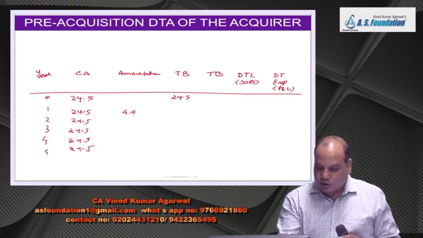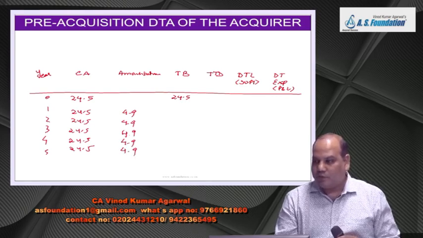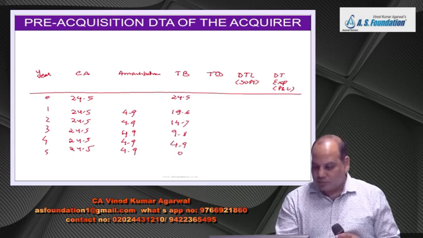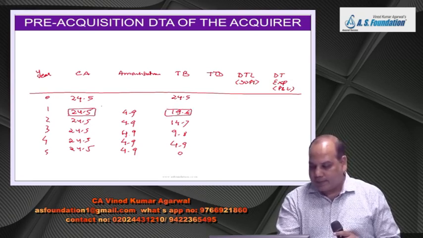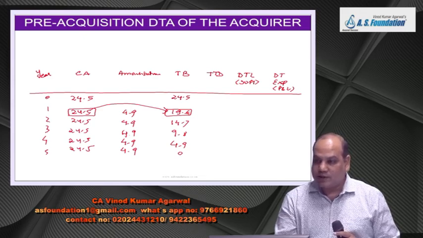But this you are amortizing over 5 years. So 24.5 divided by 5, 4.9. And as you amortize it, the tax base will keep on reducing, and finally after 5 years it is 0. Now if you compare these two numbers, tax base is lower than carrying amount, so it will give rise to taxable temporary difference.